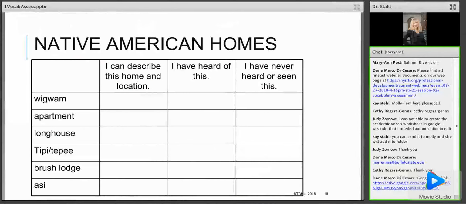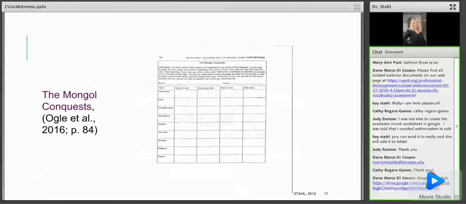before beginning a unit. Here's an example of one that I used with my second graders, for a unit we were doing on Native American homes. And here is one that Ogle et al. developed, on page 84 of the book, for a middle school unit on China, I believe. To take a closer look, you can expand using those 4 arrows pointing outward at the top of your screen.